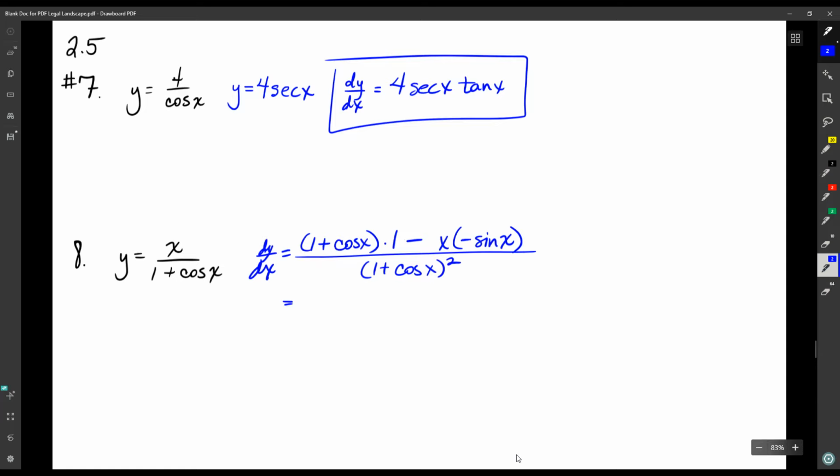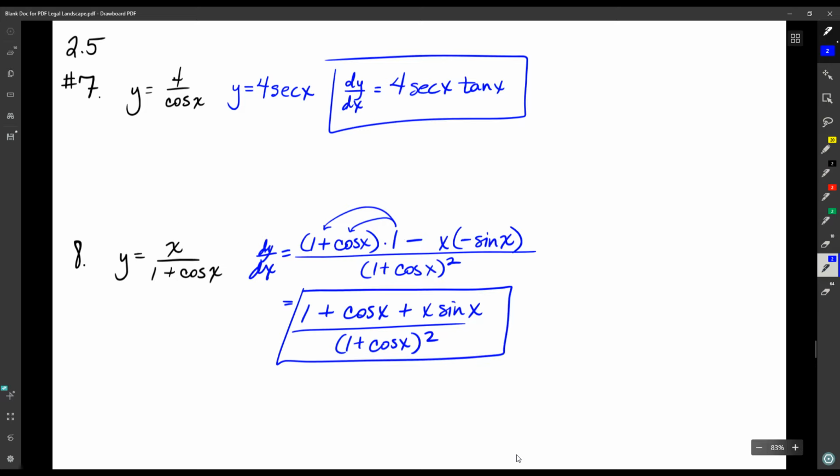Next, we'll simplify the numerator. We're going to distribute the 1 into the 1 and the plus cosine x so that we have 1 plus the cosine of x. Next, we have minus an x times a negative sine of x. So that's a positive now. So plus x times the sine of x. And this is still over 1 plus the cosine of x, quantity squared.